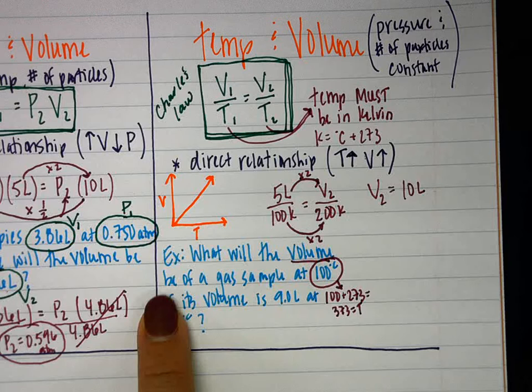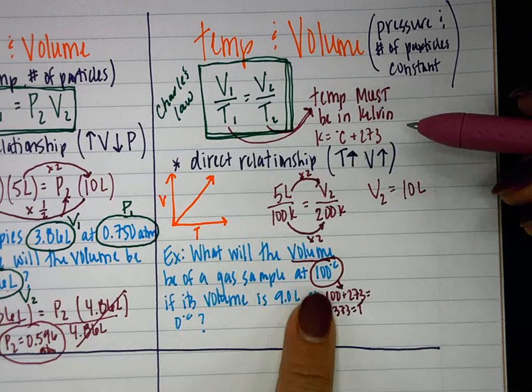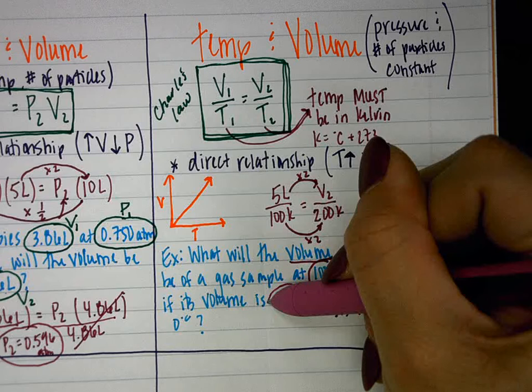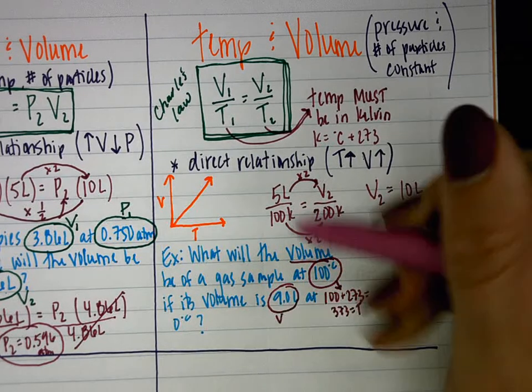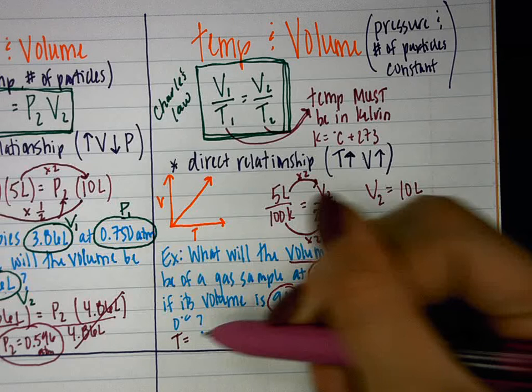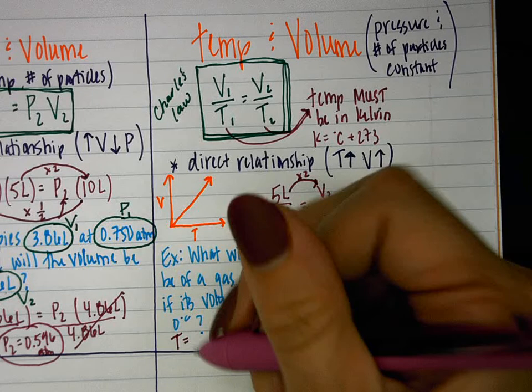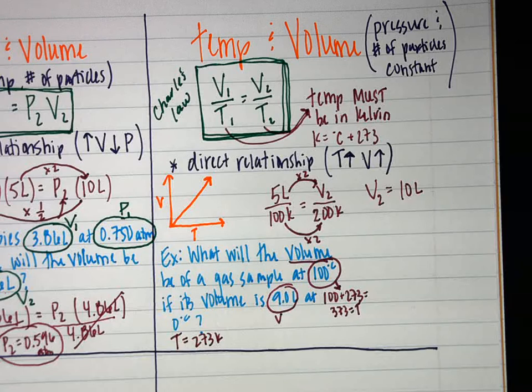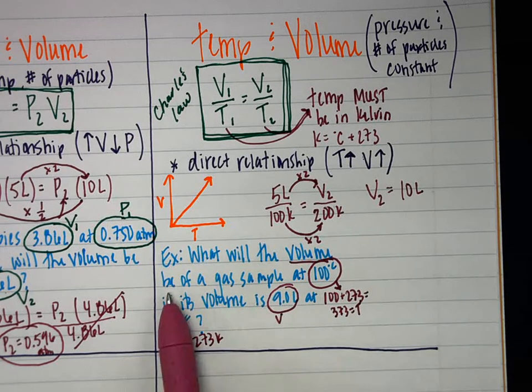Okay, so what will the volume be of a gas sample at 100 degrees Celsius if its volume is 9 liters at 0 degrees Celsius? And again, your temperature needs to be converted to Kelvin. 0 plus 273 is 273, so that one's easy. So they're asking, what will the volume of a gas be?